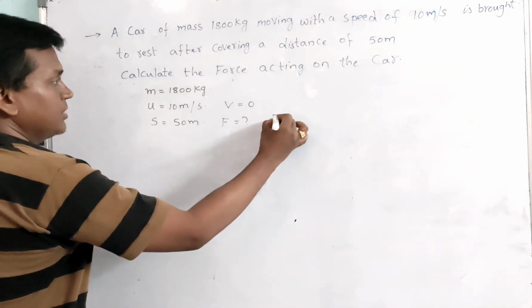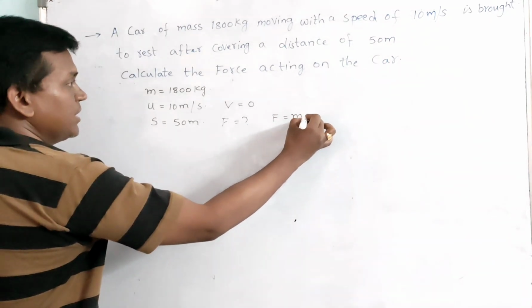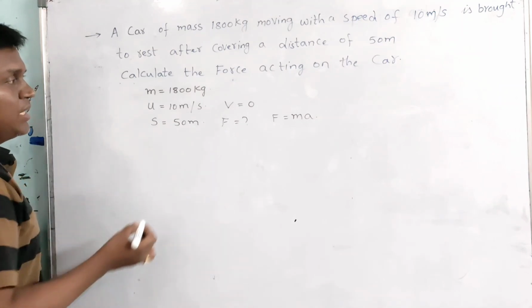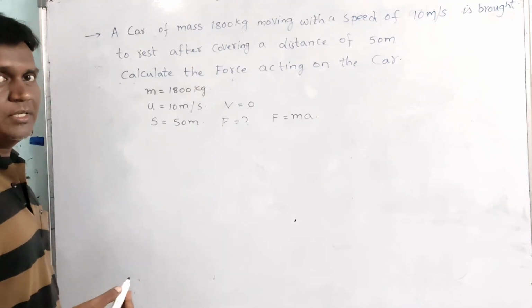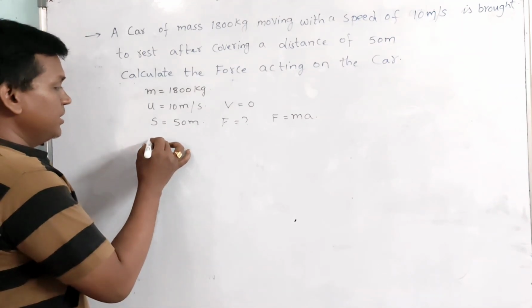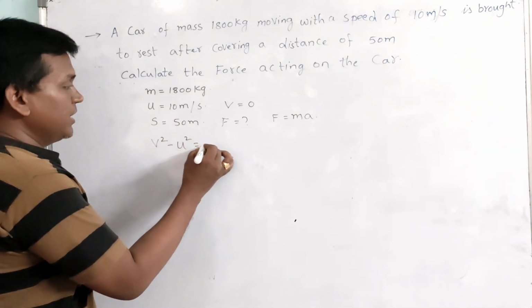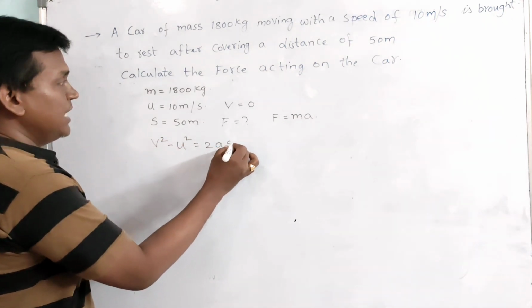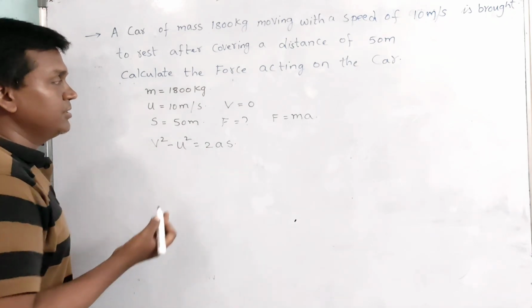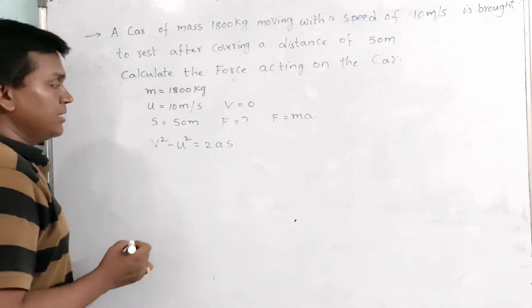To find force, F equal to m into a. Here we have mass but we didn't have acceleration. So to find acceleration, we will go for the equation v square minus u square equal to 2as, as we are having initial and final velocities and distance also.